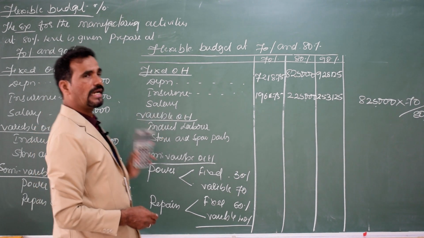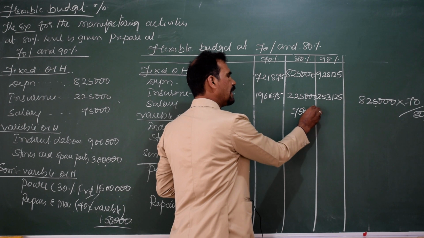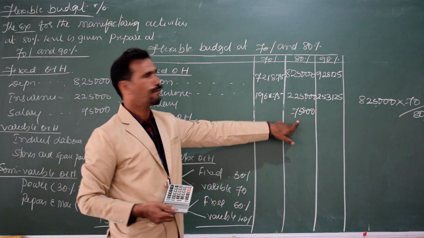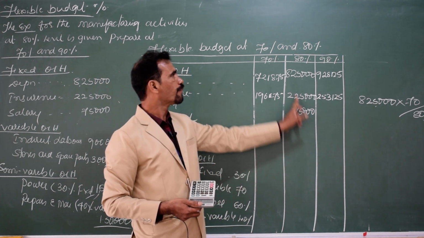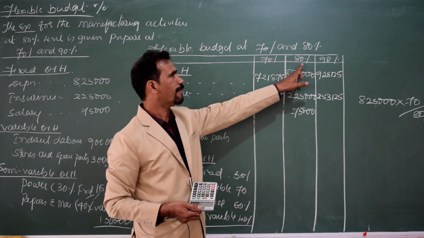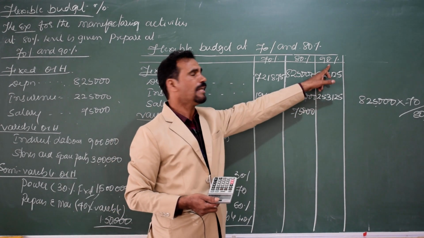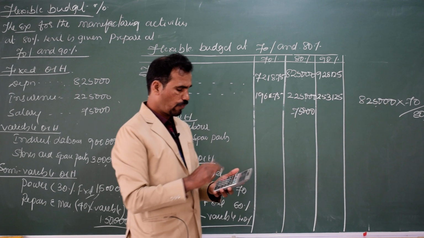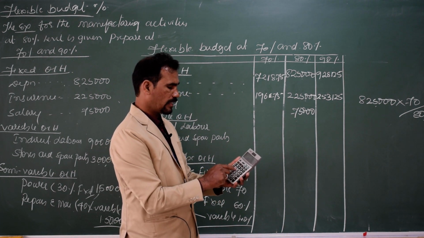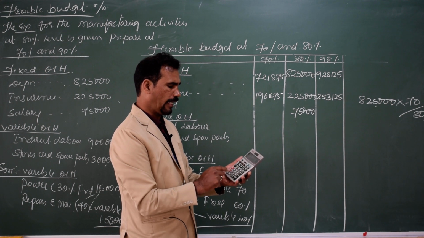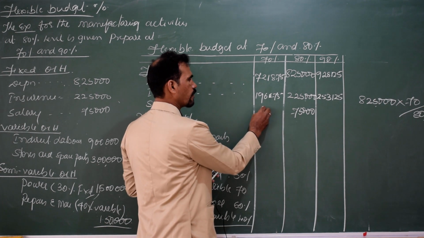Salary. What is the salary amount? The base level given is 75,000. This 75,000 should be converted for 70% and 90% also. 75,000 into 70% divided by 80%. For the next level, 75,000 into 90% divided by 80. So what is the answer? 75,000 into 70% divided by 80% equals 65,625.